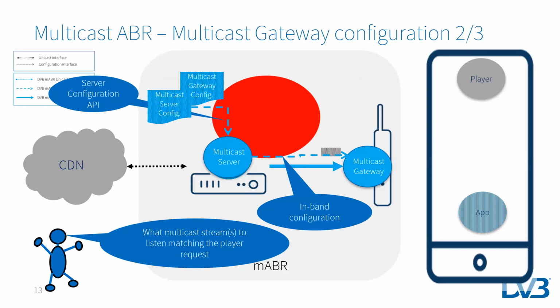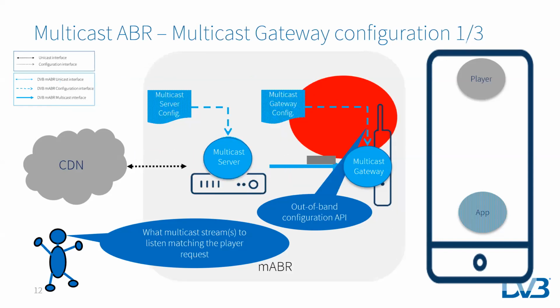So, sorry, I'm going back to this one. We have several ways to configure the multicast gateway. The first configuration method is what we call out of band. We have defined a configuration API. It's a simple REST HTTP kind of API, and you can just send to the multicast gateway the configuration instance, the configuration file.